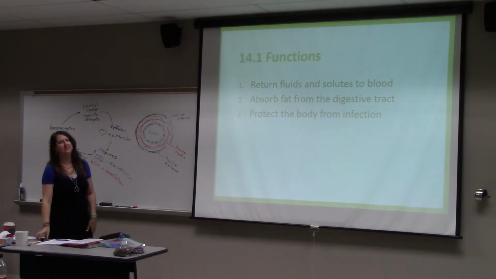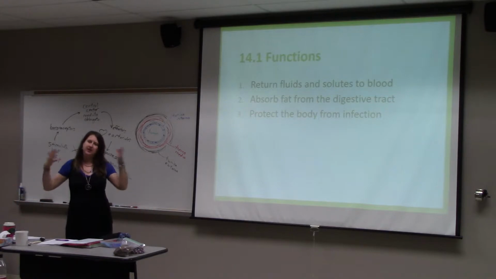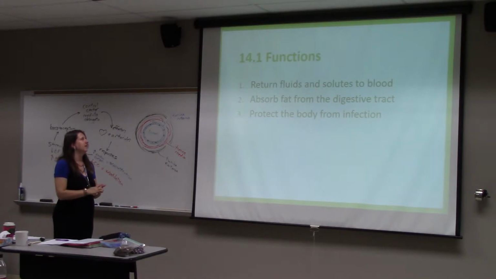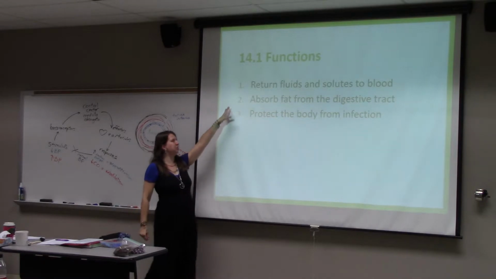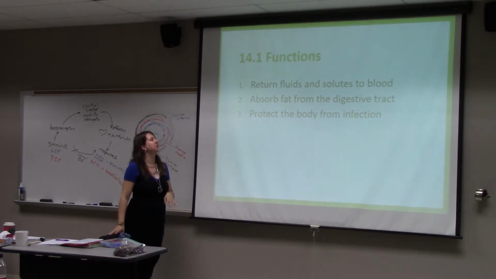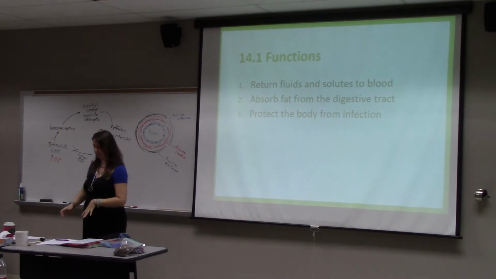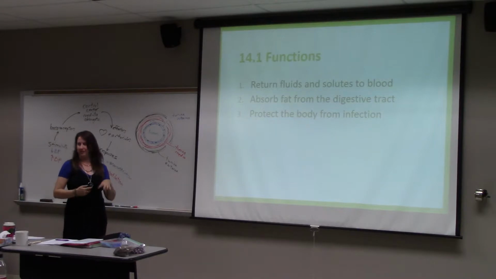The lymphatic system does some circulation. It has a set of vessels that collect fluids and solutes from the tissues and return them to the blood. Some of the vessels absorb fat from the digestive tract. We'll talk about that when we get to the digestive chapter. The big thing is that it protects the body from infection, and that's through a couple of organs, and mostly the cells that circulate in the lymph and in the blood and can travel into other tissues.